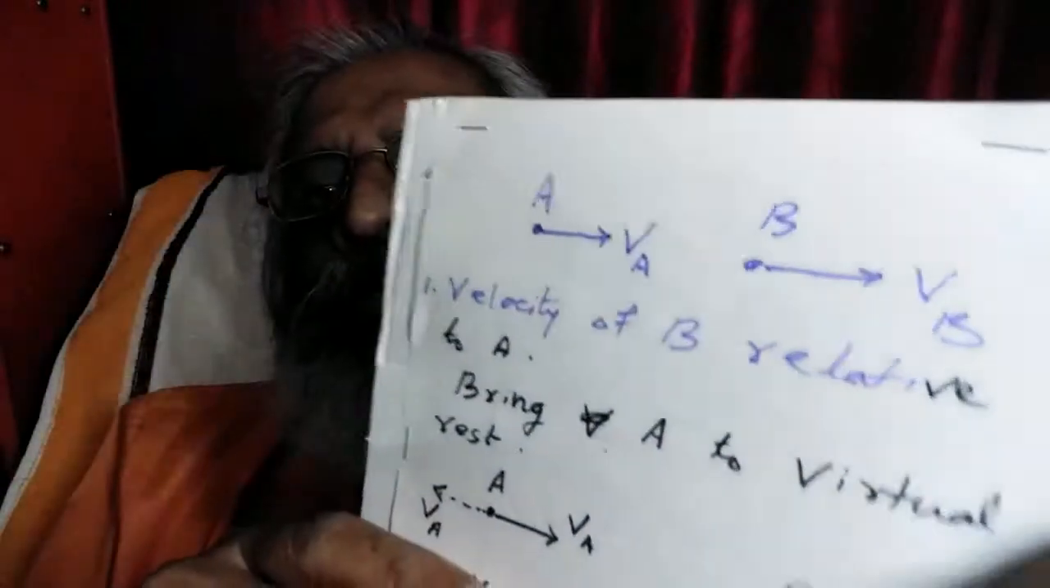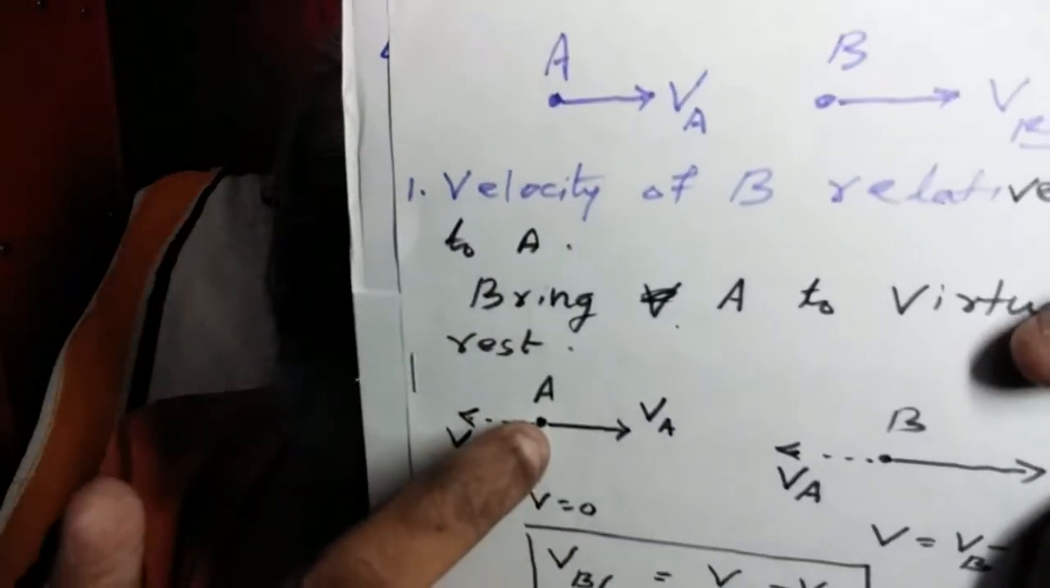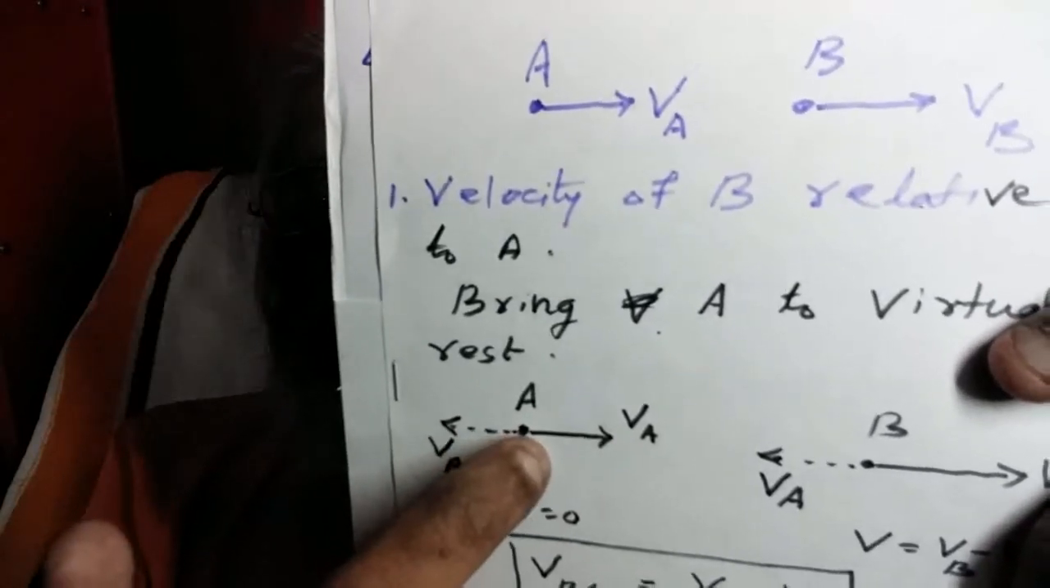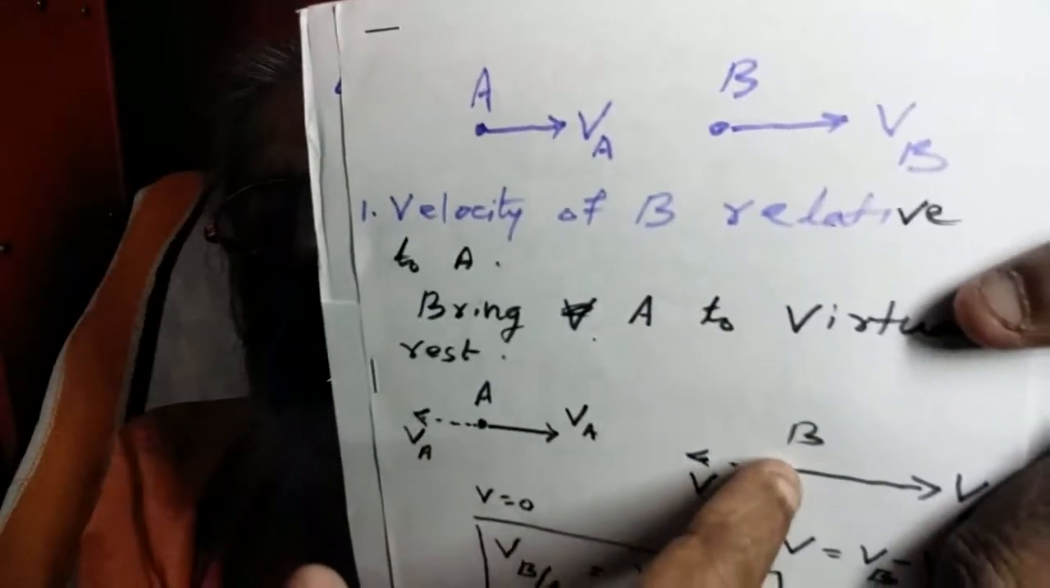So the first step is bring the frame of reference to rest, not by braking. Only in imagination we are bringing the car A to rest. This is why it is called virtual rest. So what is to be done? We are sitting in the car A and we observe running of B.